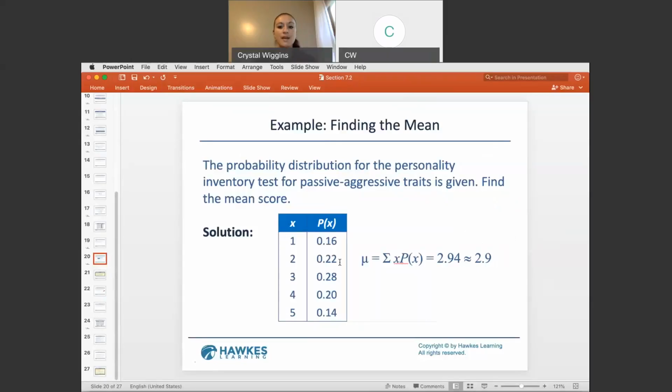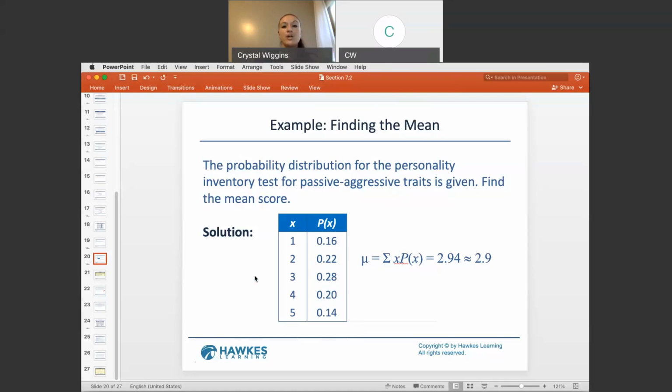So if we were to do this out by hand, then we would multiply 1 times 0.16 plus 2 times 0.22 plus 3 times 0.28 plus 4 times 0.2 plus 5 times 0.14. And when we add those products up, we get 2.94, or approximately 2.9, which is a good average to know as an employer. I would say that I have a good average, because the average comes around the neutral of 3.